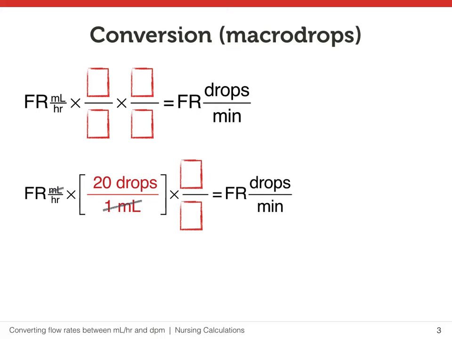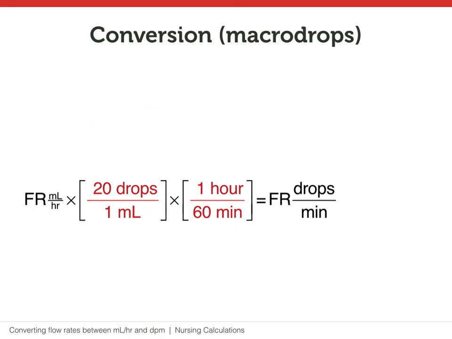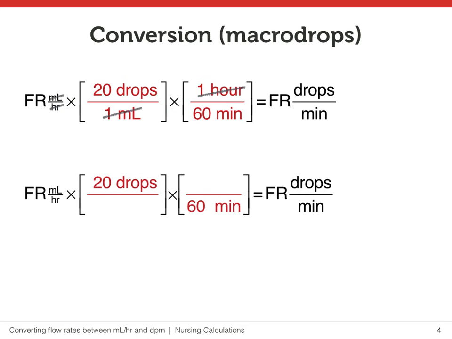We also want to turn the hours into minutes. 1 hour equals 60 minutes. So we will put the hour on the top so we can cancel it, and the minutes that we want can go on the denominator of our conversion factor. So we notice that after the cancelling, we have multiplied the numerator by 20 and the denominator by 60.